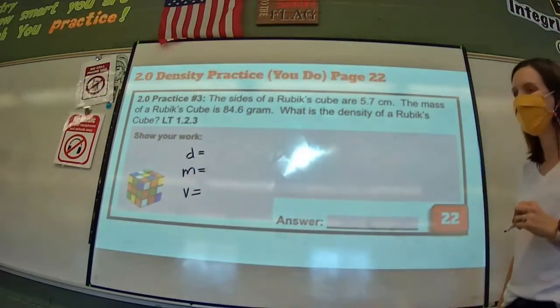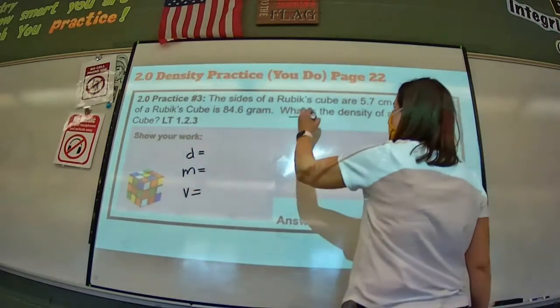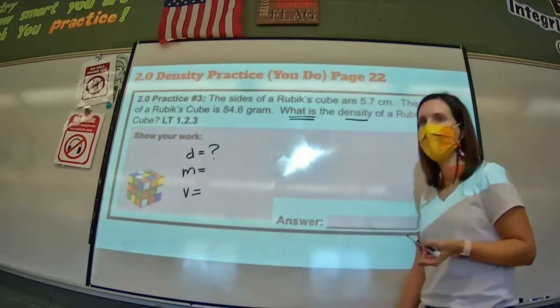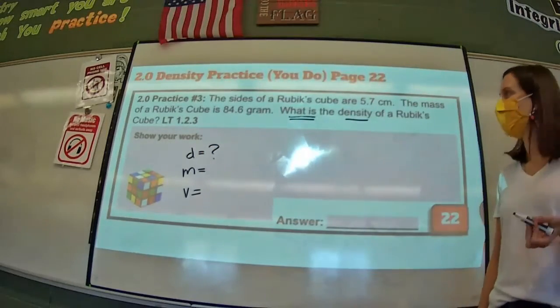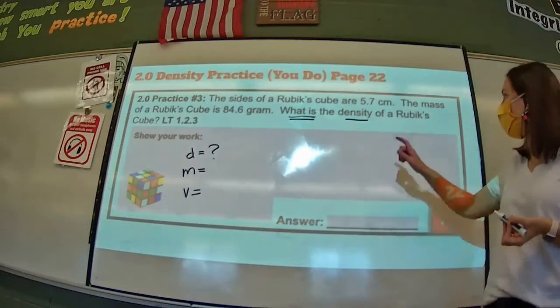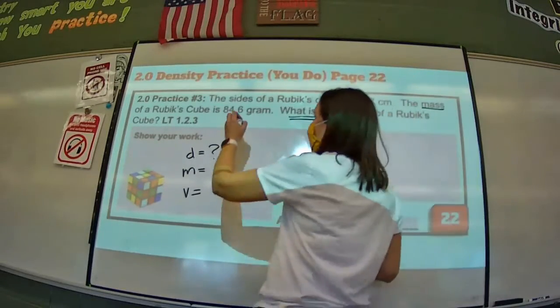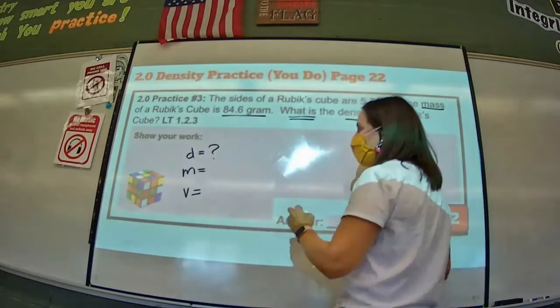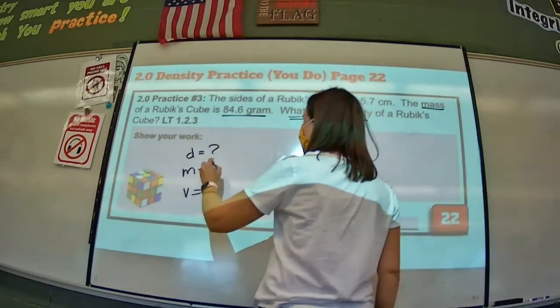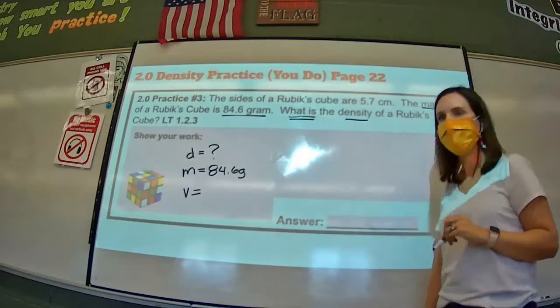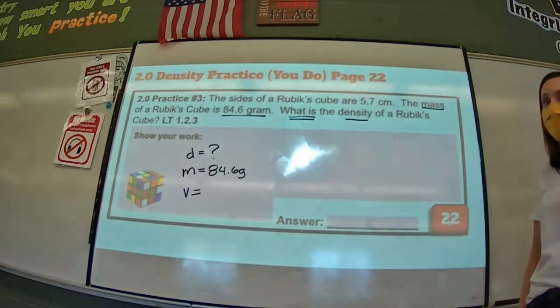So it says, what is the density? So what is tells me that's what we're looking for is density. So density is going to be my question mark. And now I need to figure out what is my M and what is my V. So it says really plainly, it says the mass, so it literally spells it out for us, is 84.6. So we're going to put 84.6 grams for our mass. Now we need to figure out volume.